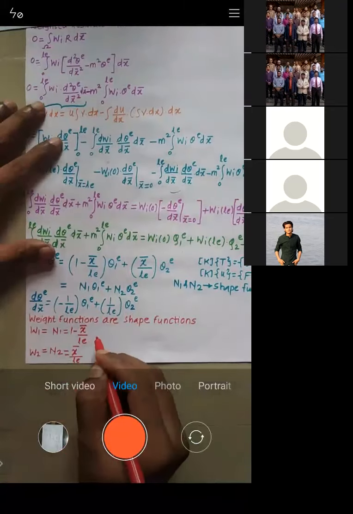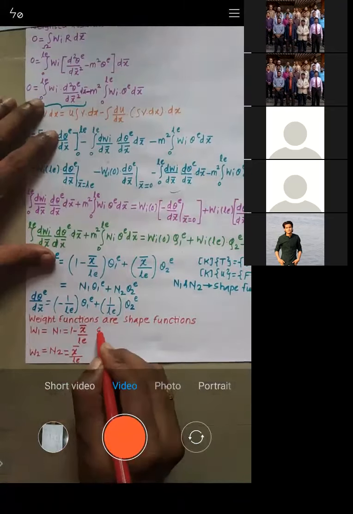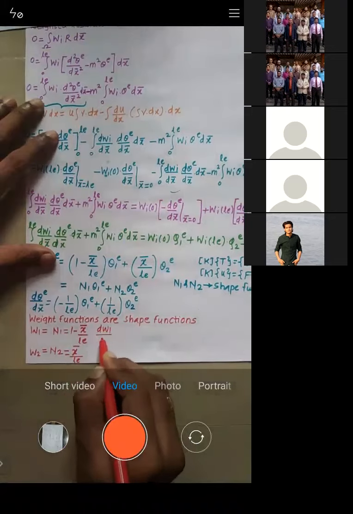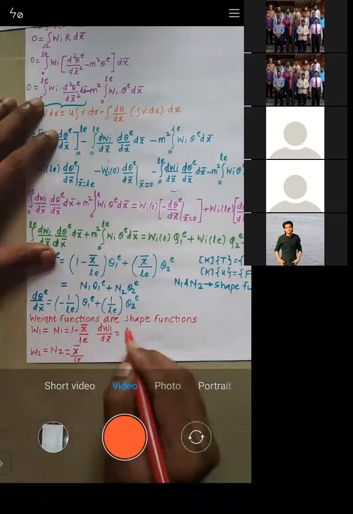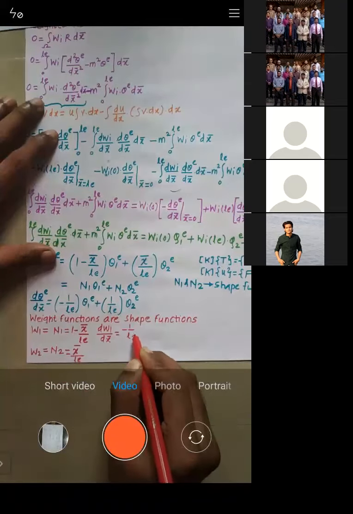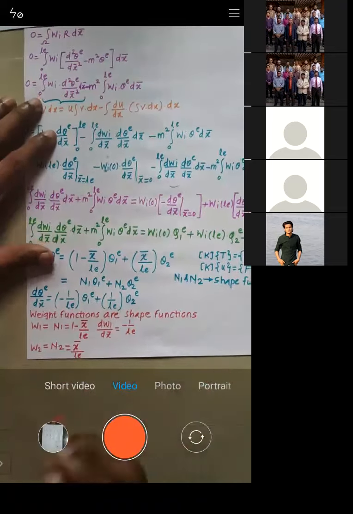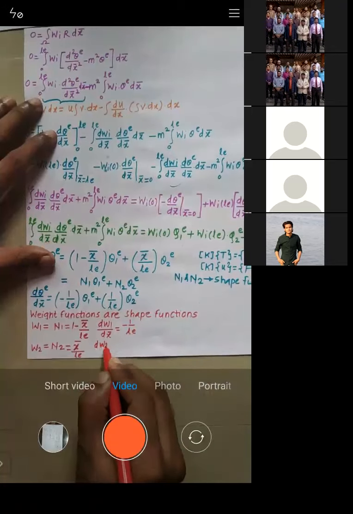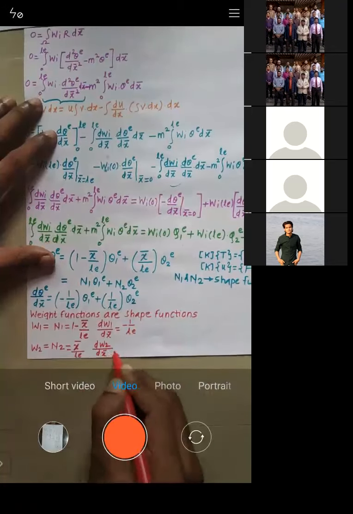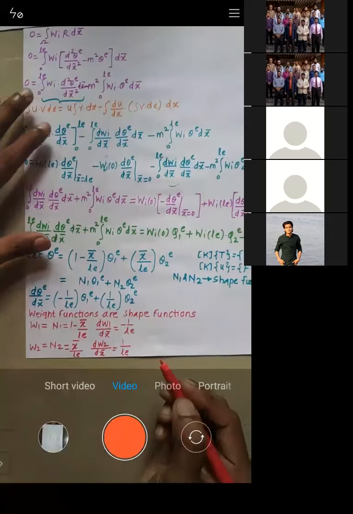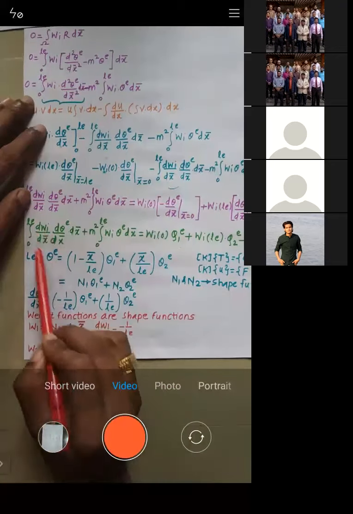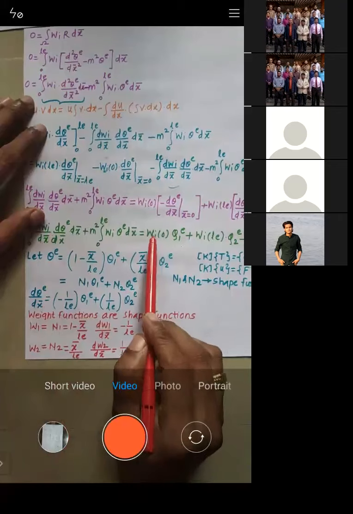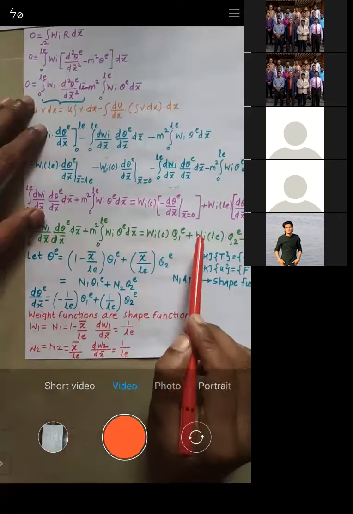Now let us calculate the derivative of the weight functions with respect to x bar. The derivative of the first weight function is minus 1 by LE. The derivative of the second weight function is 1 by LE. We require the weight function, the derivative of the weight function, and the weight function when x is 0 and when x is LE.